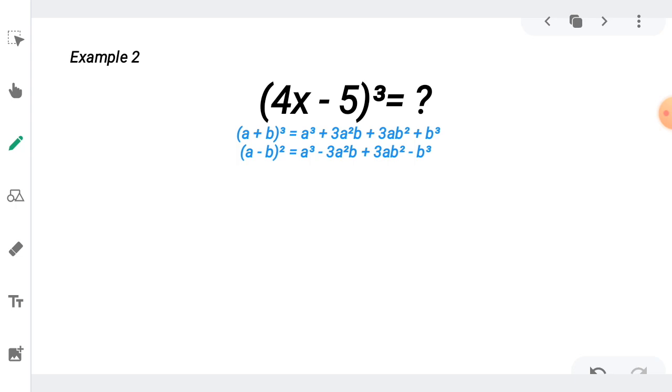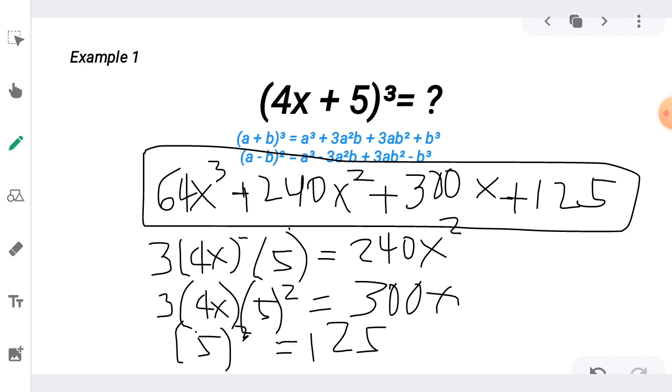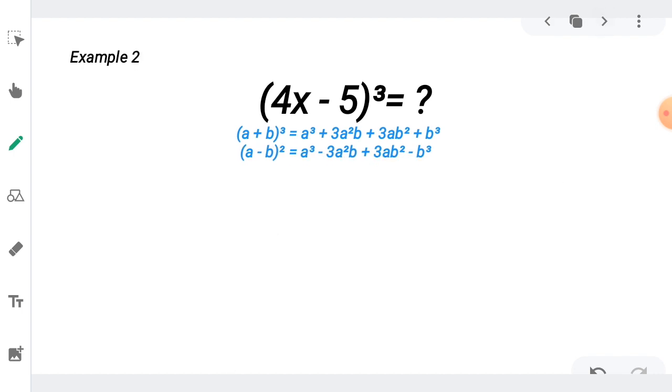Next is 4x minus 5 cubed. So, how about negative? Again, we need to follow this format. So, a cubed, which is the 4x. So, we already know that 4x cubed is equal to 64x cubed. Since it is minus, we just put minus here.